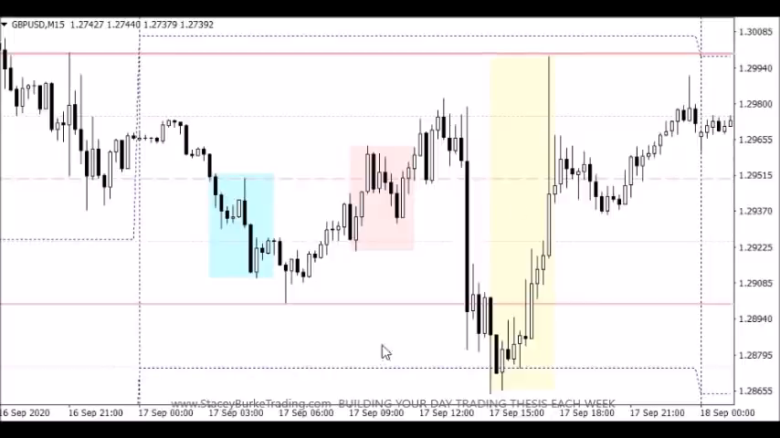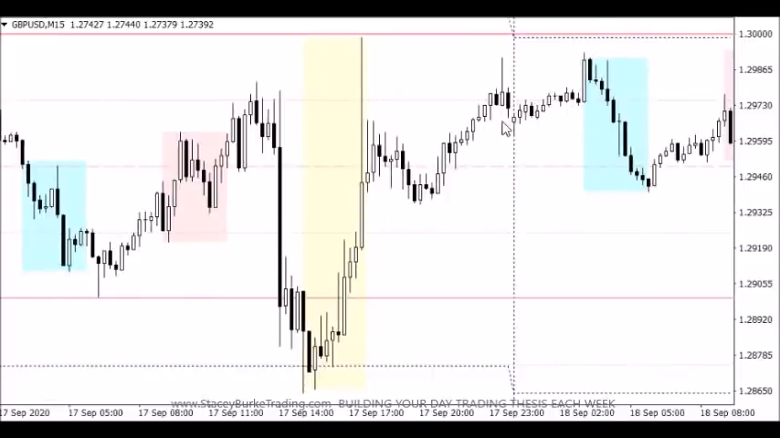And there may be a reason for that. Okay, we've got breakout traders in the market. They've shorted the market down here. This is enough to wipe them out. The market then goes up in Asia.